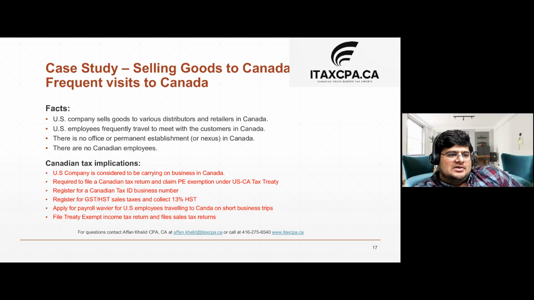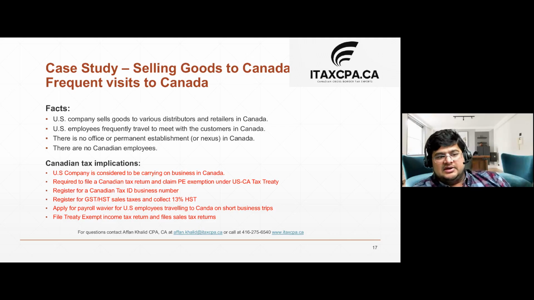So US company sells goods to various distributors and retailers in Canada. The employees of the US company frequently travel to meet with customers in Canada, and that's the tipping point, by the way. There is no office or permanent establishment or nexus in Canada. There are no Canadian resident employees. However, it's the US employees that are crossing the border, visiting the customers, or doing the work, construction, consulting, professional, whatever the work is.